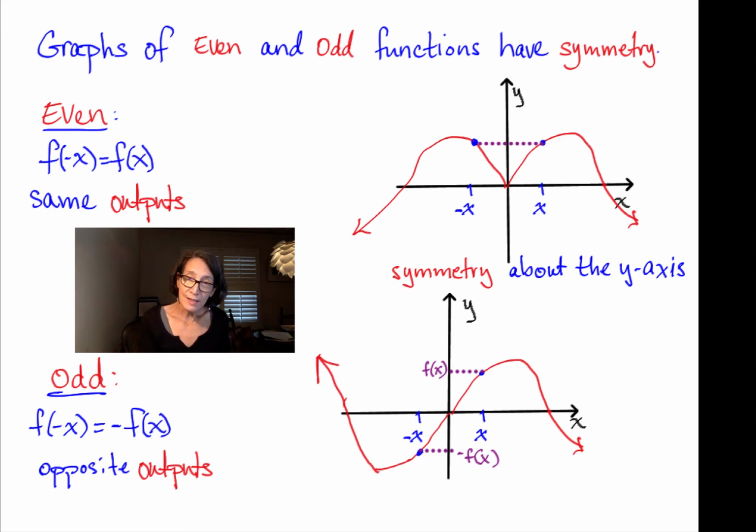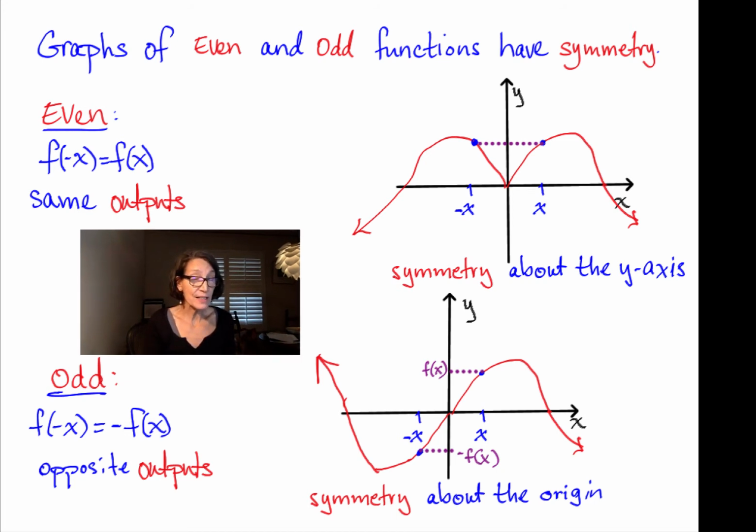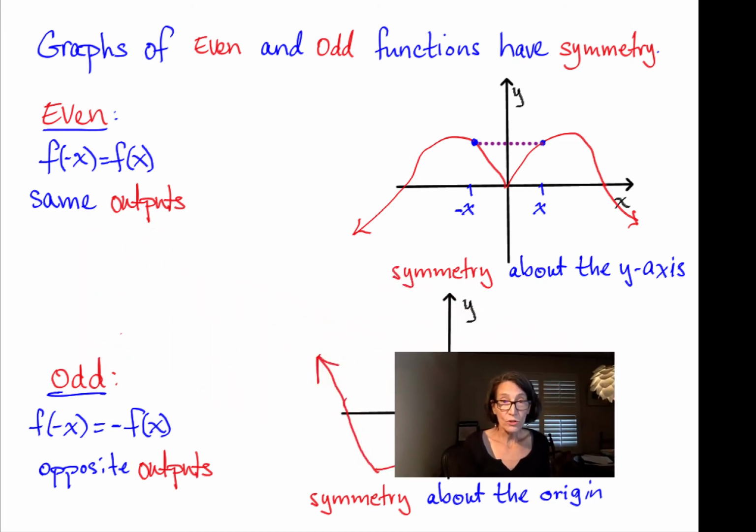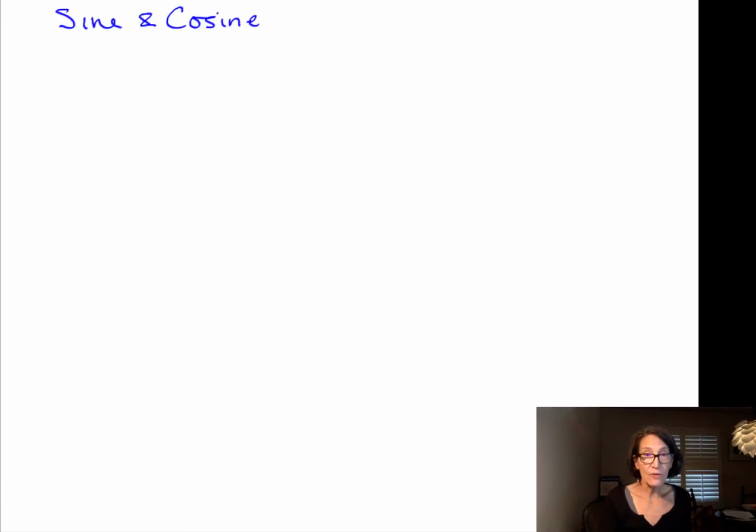But where's the symmetry? Where's the mirror? Well, the mirror in this graph is just the origin. So we say that an odd function has symmetry about the origin. The origin is the point (0, 0). Or we say that it's symmetric with respect to the origin. Let's look at some specific examples. The cosine and sine functions are two specific examples that everyone should be familiar with.